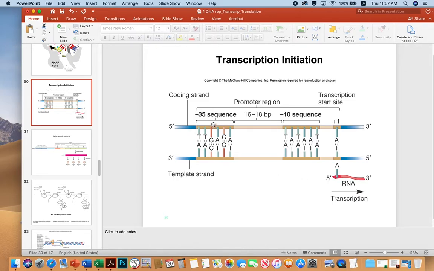The -35 consensus sequence is roughly something like this, TTGACA. Not perfect. I mean, you can line up the promoters of 100 bacteria, and you'll see roughly that sequence and roughly this sequence, but it's not perfect.